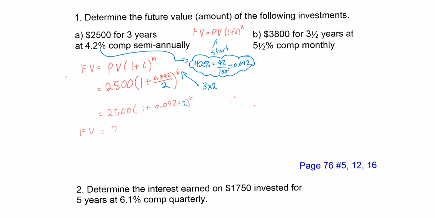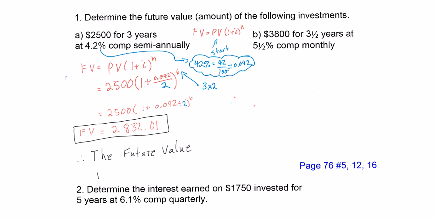So we get $2,832.01. And I'm actually just going to put a nice little box around this real quick so that we know what our future value is. Then I need you to come and put down your final statement. Therefore, the future value is $2,832.01.